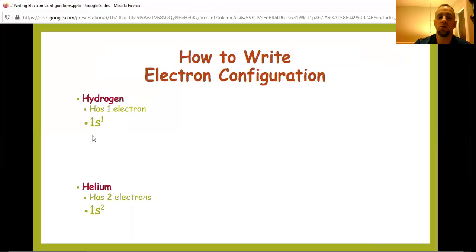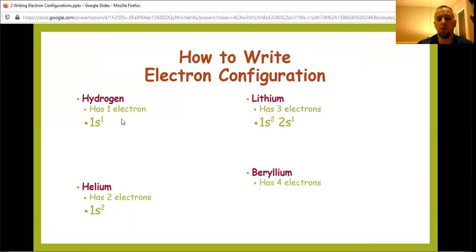Remember, each of these s orbitals can hold a maximum of 2 electrons, if you remember from our last lesson. Okay, what's the maximum number of electrons that the p orbital can hold? Okay, the p orbital can hold 6 electrons. So let's take a look at lithium. Lithium has 3 electrons. So the electron configuration for lithium: 1s2, 2s1. Okay, beryllium, 4 electrons, 1s2, 2s2.